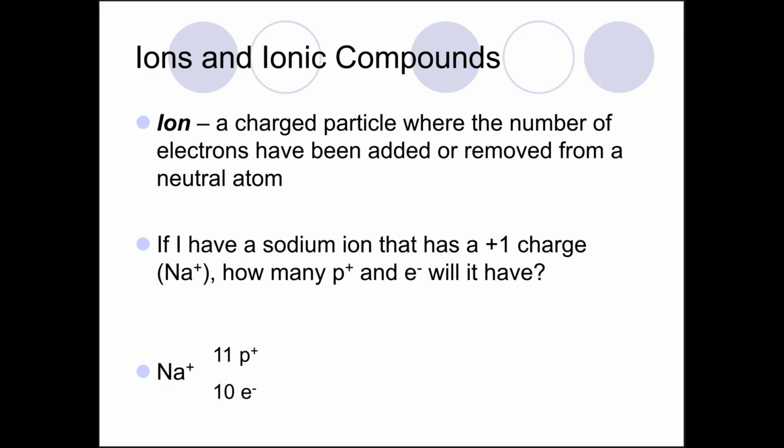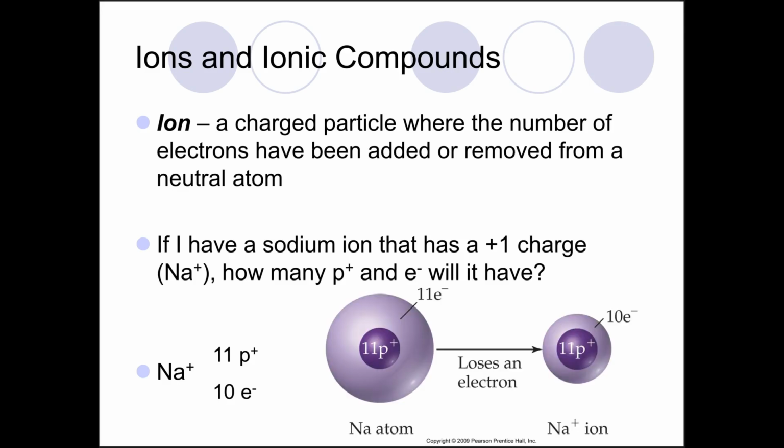So what happened was 1 electron was removed. It started out when it was neutral, 11 and 11. And what happened was the protons do not change, so instead we lost an electron. So in real life, what this atom would look like when this happens, the circle on the left is showing us the neutral atom, although the nucleus is way too big in this picture, but whatever.